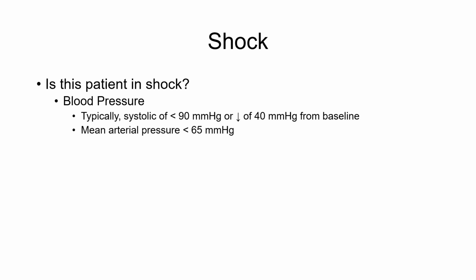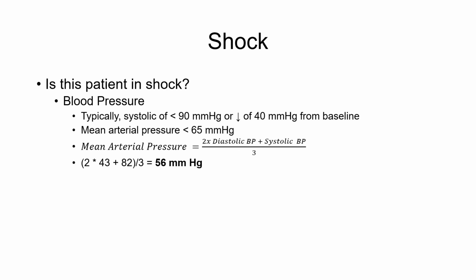So since we're talking about shock today, the first thing we should probably decide is, is this person in shock? One of the main ways we do this is by the patient's blood pressure. Typically, a systolic of less than 90 or a drop of 40 from baseline can indicate shock. Generally, a mean arterial pressure of less than 65 also indicates shock. The less than 65 is probably the more common way in which people judge hypotension.